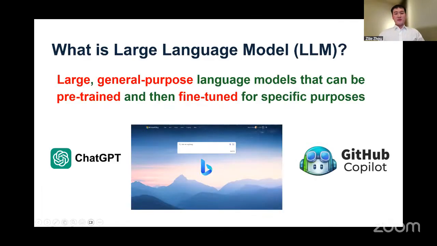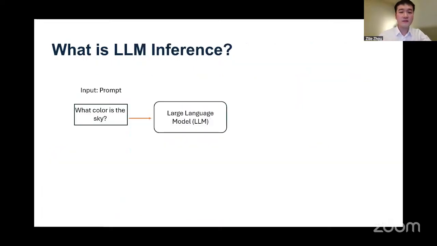Okay, so first, what is a large language model? The definition is it's a large general purpose language model that can be pre-trained and then fine-tuned for specific purposes. So we know it has a lot of different applications. For example, a chatbot like ChatGPT, also an AI search engine like Microsoft Bing, and also autocoders like GitHub Copilot. So it's very powerful. And actually, my research focus is on large language model inference. So what is large language model inference? It is actually to study the process of how the large language model generates the response.